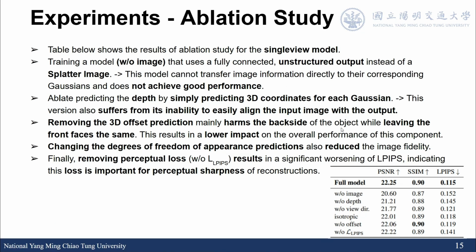Next, we will discuss the ablation study. This study involves systematically removing certain components of the model to evaluate the contribution each part makes to the overall performance. As shown, removing any component results in a certain degree of degradation. This indicates that every part of the model plays a significant and indispensable role in its effectiveness.